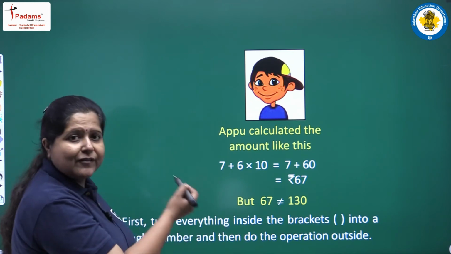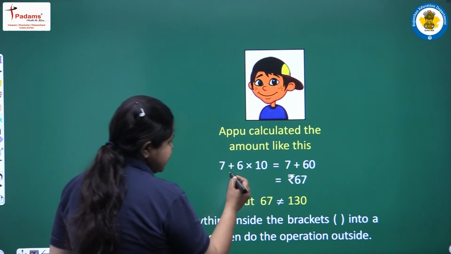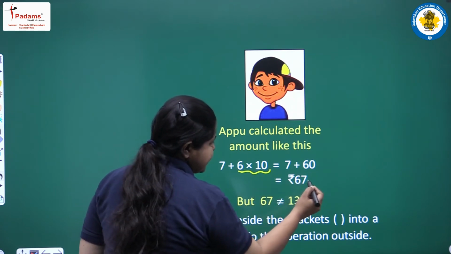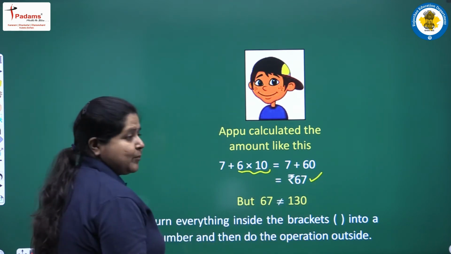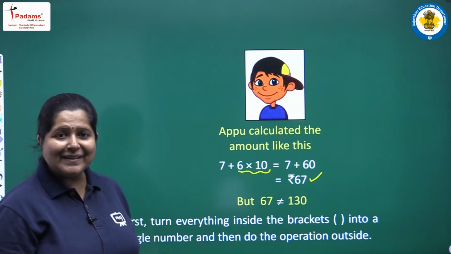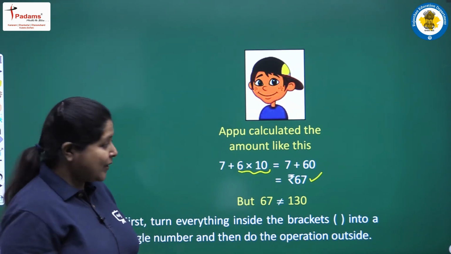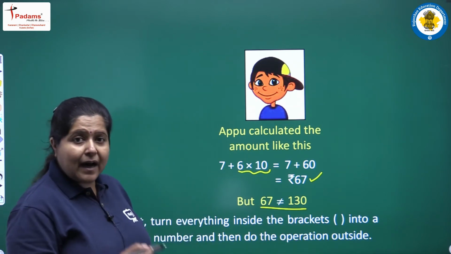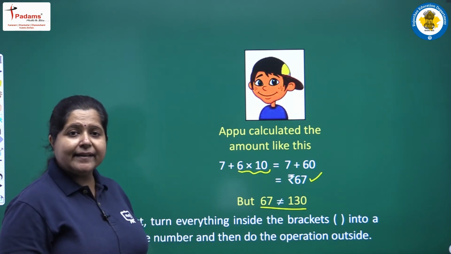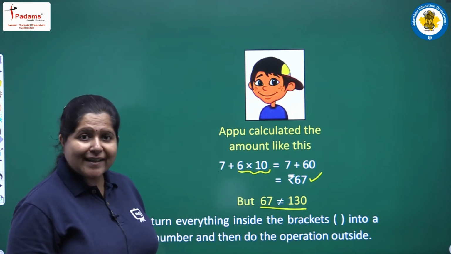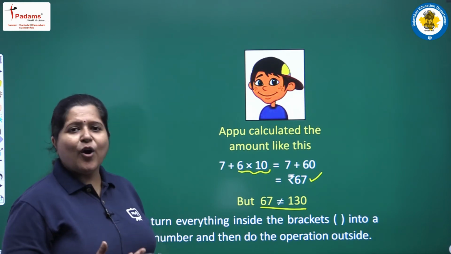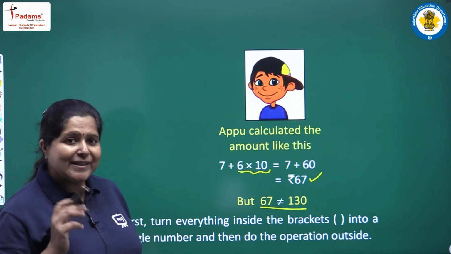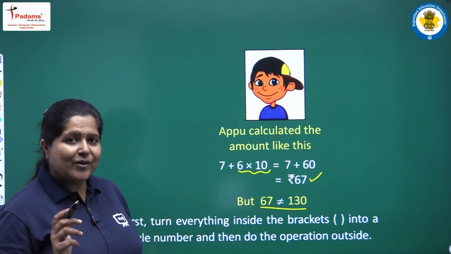Now on solving, what will he get? 7 plus 6 into 10 will be 7 plus 60, and it came out to be rupees 67. But this 67 is not equal to 130, the answer that his sisters were getting. A question came: who is correct? Is Appu correct or are the sisters correct? Can you think it over?